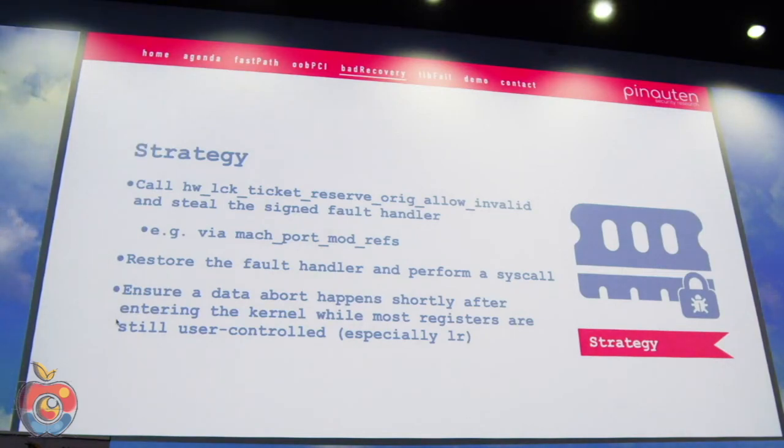Now, what is the strategy to exploit this? We can just call this function somehow, like mach_port_mod_refs will internally call this function. And what we can do is steal the signed fault handler that will be set in our thread. Because we have arbitrary kernel read-write, we can easily just copy the signed thread handler. What we can later do is restore the fault handler and then perform a syscall. And if we make sure that a data abort happens shortly after we do the syscall, then most of the registers will be user-controlled. Because if you do a syscall, every register will be user-controlled except for the stack pointer.